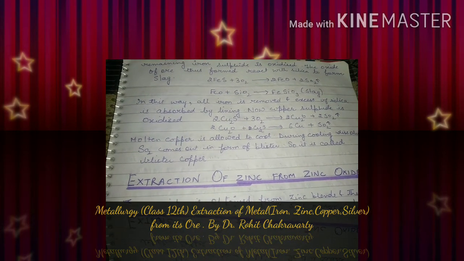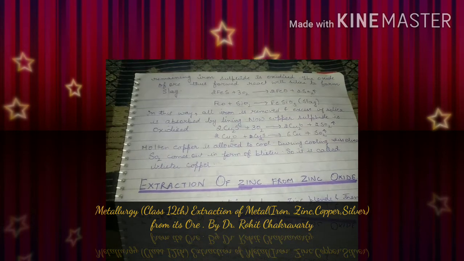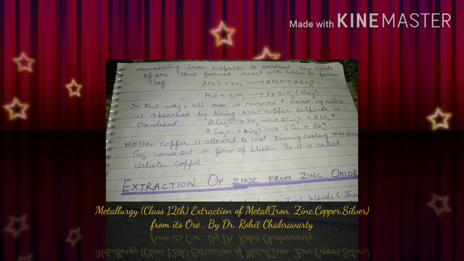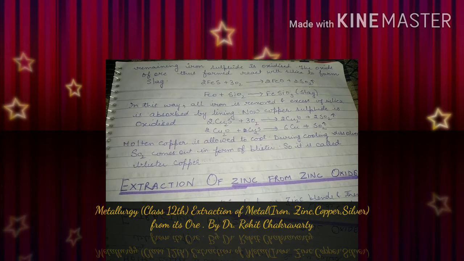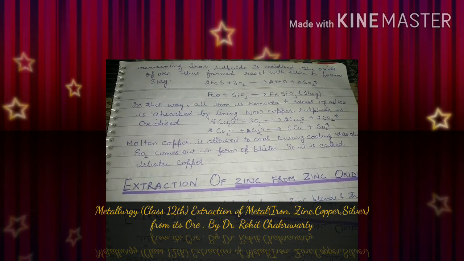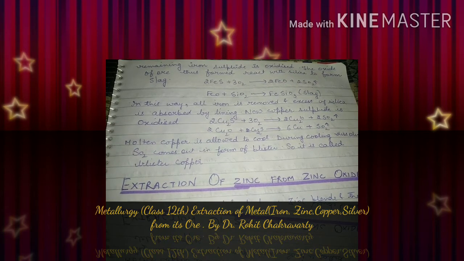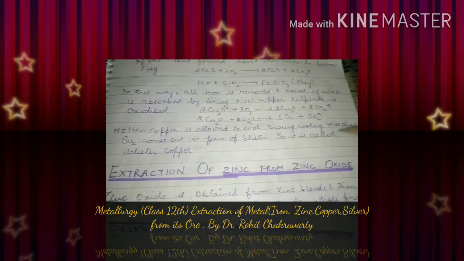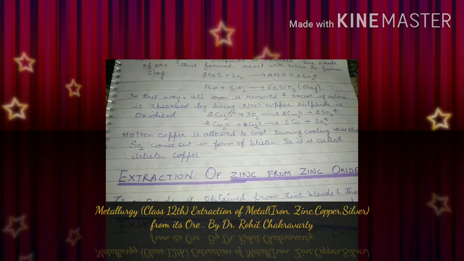Now copper sulfide is oxidized. Here you can see the copper sulfide gets converted into copper oxide and sulfur dioxide gets liberated. The copper oxide which gets formed reacts with copper sulfide and results in the formation of pure copper. So here we get the pure copper metal and the sulfur gets liberated in the form of sulfur dioxide.